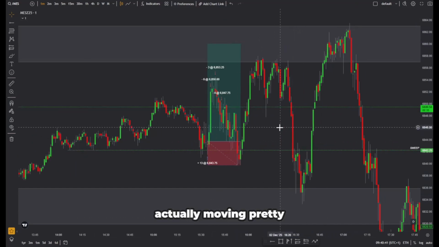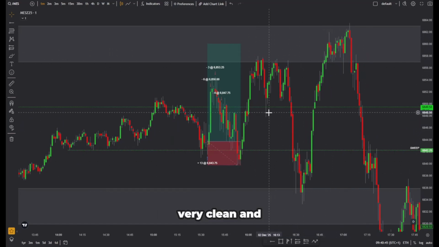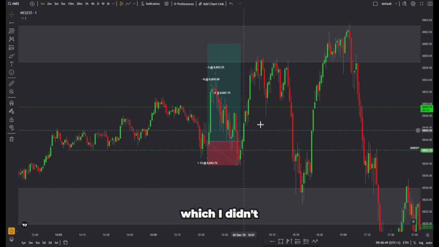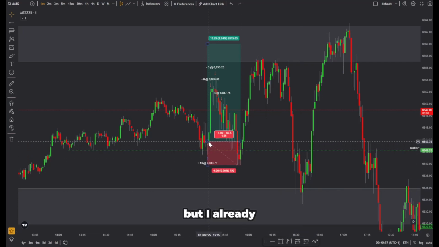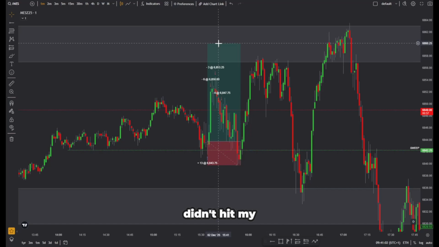The market was actually moving pretty decently, as you can see, level to level, moving very clean. And yes, there were more setups after my trade which I didn't take, which was a shame because they were all pretty textbook setups. This short right here was really good, and this buy right here as well. But I had already made quite some gains. I made $400 on this setup, even though I didn't hit my full target. So I was happy, and I just closed my computer for the day.